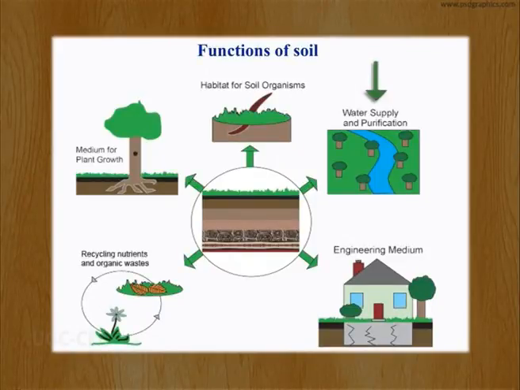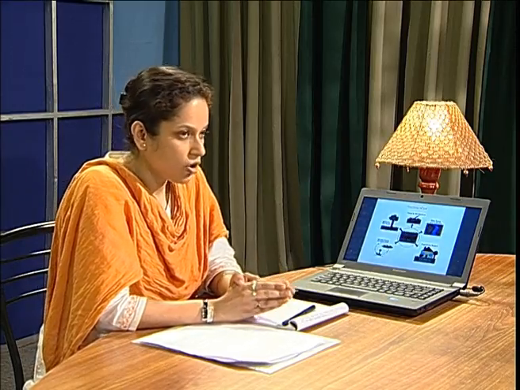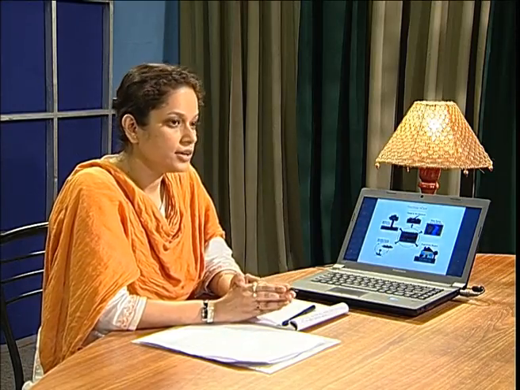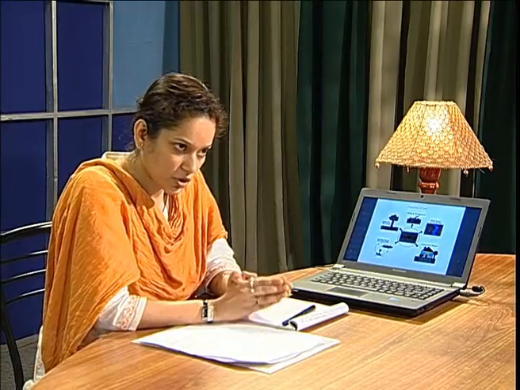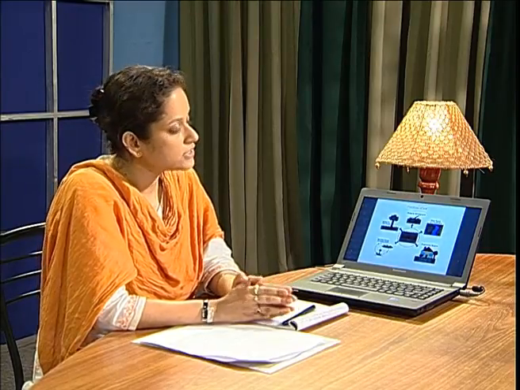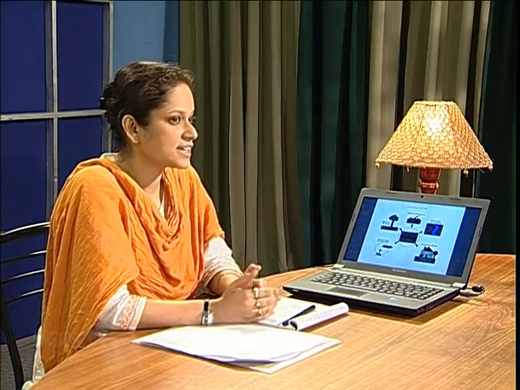Apart from this, soil also plays a very important role in water purification. The rainfall water, or the water collected on the soil during the rainfall, penetrates or seeps through the soil and is used up by the vegetation or returned to the groundwater. So in this way, soil acts like a sieve.